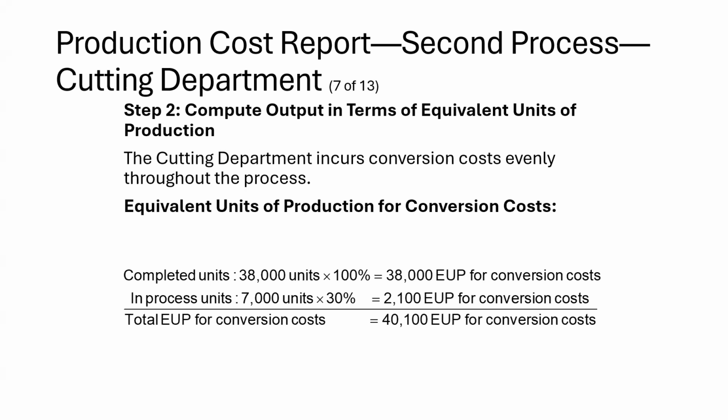Conversion costs are complete for the 38,000 puzzles completed and transferred out to finished goods inventory, but only 30% of the conversion work has been done on the 7,000 puzzle boards in ending work in process inventory.